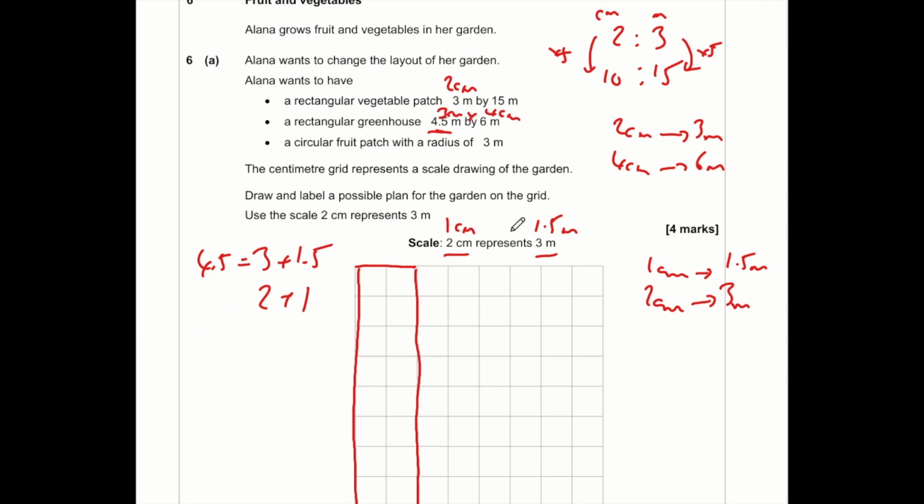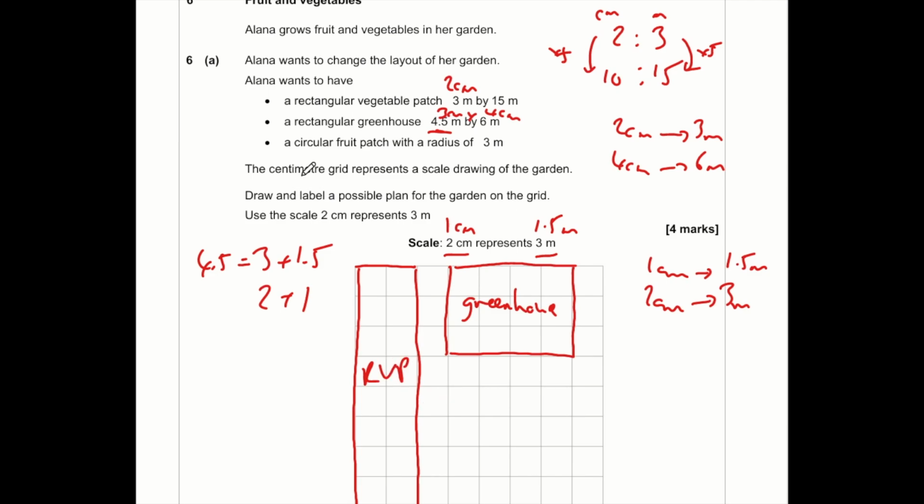So this is 3 centimeters by 4 centimeters. So 1, 2, 3, 1, 2, 3, 4. There we go. So maybe we should label this as the greenhouse. And this is the rectangular vegetable patch. I'll just put RVP there.